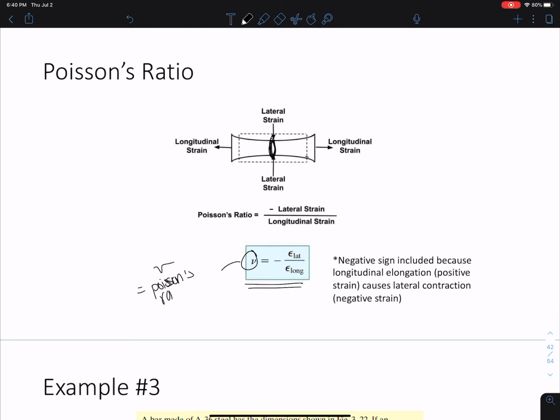And the negative sign is in there because as we elongate the member, as the length of the member gets longer, this contraction, this part gets shorter, right? The cross section gets smaller. And that's why we have this negative, because it's inversely proportional.